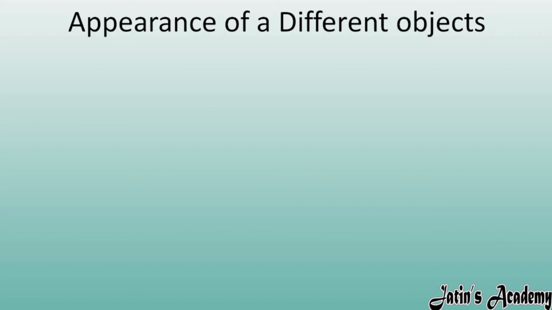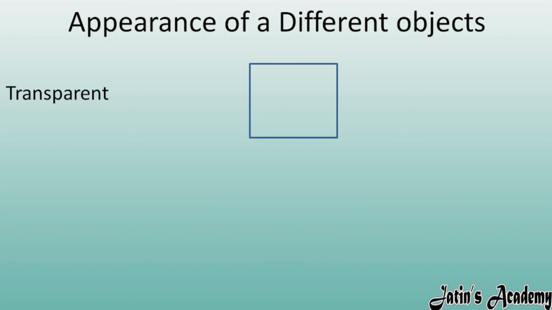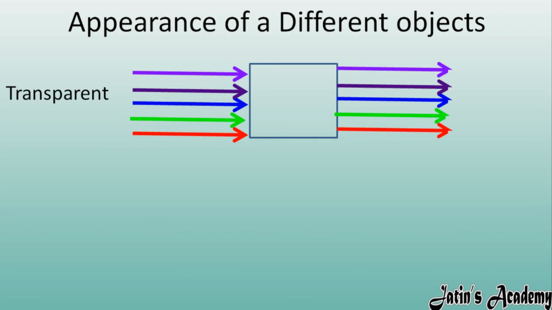Next we are having appearance of colors of an opaque object. So first of all, you should know what is a transparent object, a translucent object and an opaque object. So what do you mean by a transparent object? Transparent objects are those objects which allow all the light to pass through them. Means whenever light strikes a transparent object, it allows the full light to pass through it. Those objects are known as transparent objects.